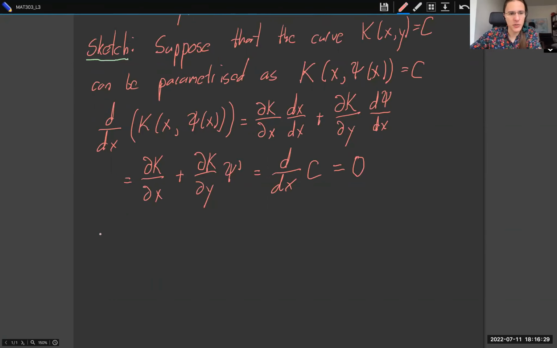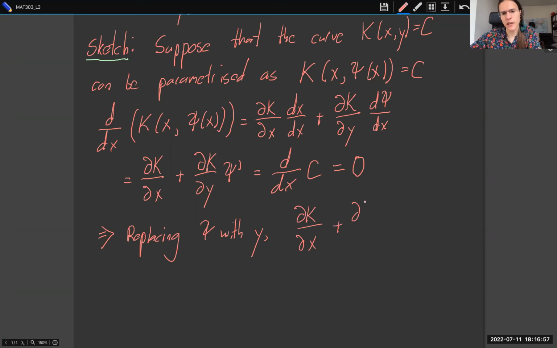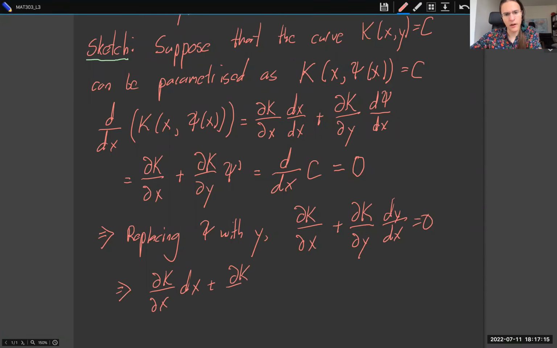So basically what we get as a result then is that if we now replace psi with y, we have that partial k partial x plus partial k partial y dy/dx is 0, and as a result, partial k partial x dx plus partial k partial y dy is equal to 0.